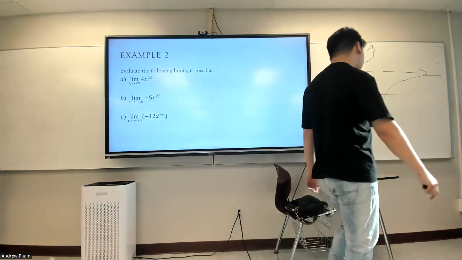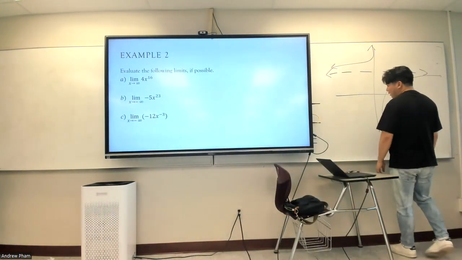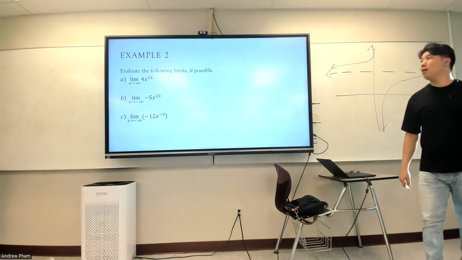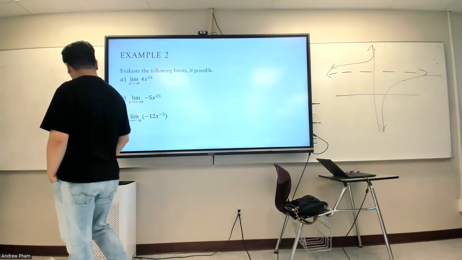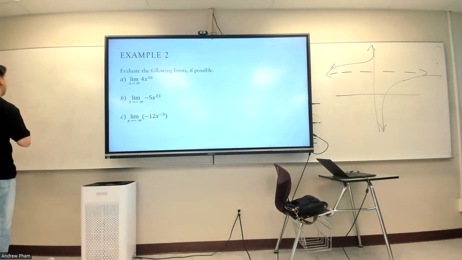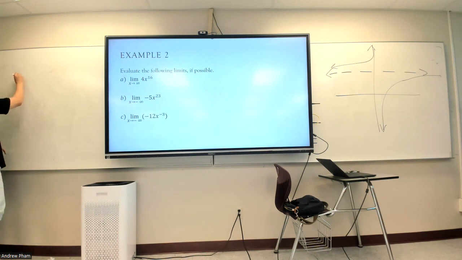All right, so let's go ahead and look at part A of this problem. I want to evaluate the limit as x goes off to infinity of 4x to the 16th power. So before, whenever I had x going to 1, what was the first thing we usually did to try to evaluate a limit? We try to plug it in, right? If I can plug it in and I get a nice answer, then there's no problem. Everything's great.